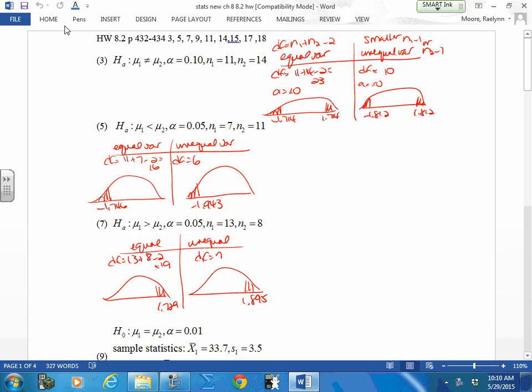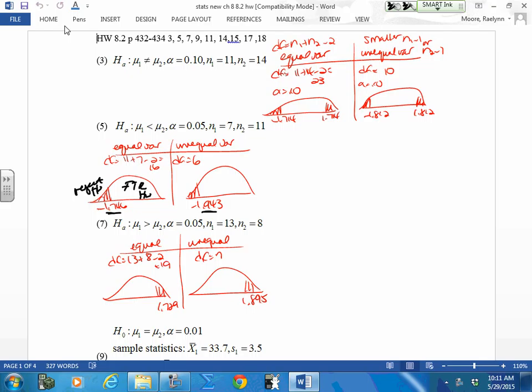First, you were to label your reject region and find your critical value, your cutoff value. The shaded-in part is the reject region. The open part is your fail to reject region. So you had to find your critical cutoff, and you had to do it when the variances were equal and when they're not equal. They're slightly different.